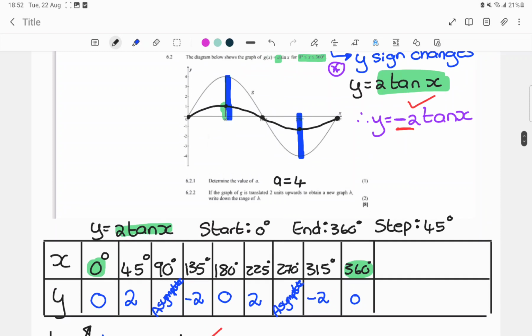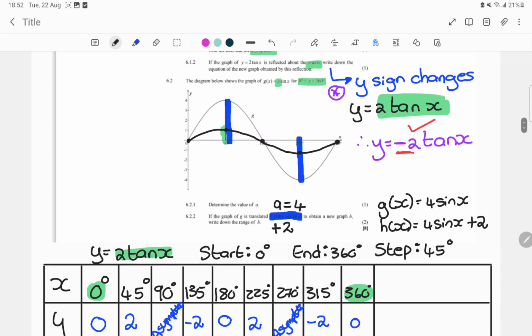At question 6.2.2, they say, if the graph of g is translated 2 units upwards, write down the new graph of h. Right, so originally now I have g of x equals 4 sine x. And remember, if it moves 2 units up, it means I have to add a 2 at the end. So h of x will now just be 4 sine x plus 2.